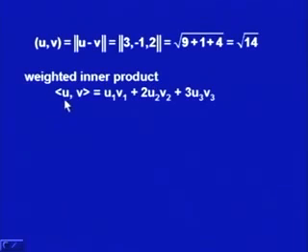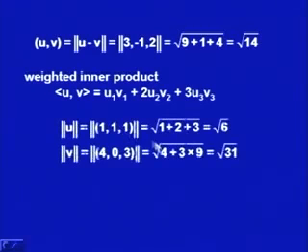If we consider the weighted inner product defined as this, then the norm of u is 1 plus 2 plus 3, and this comes out to be root 6. For the second vector, it is 4 squared is 16, plus 3 times u3 squared, which is 9. So, it is 16 plus 3 into 9, that comes out to be root 43. So, the norm of v on the weighted inner product comes out to be root 43.